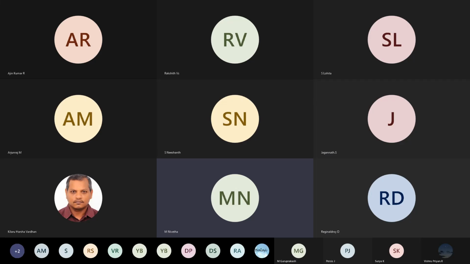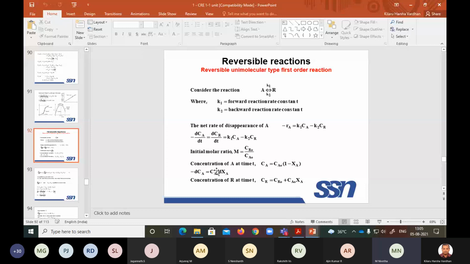The net rate of disappearance of A, minus dCA by dt, is equal to dCR by dt. Why are we putting dCR by dt? Either you can write the net rate of disappearance of A or the net rate of appearance of R. That is why minus dCA by dt is nothing but dCR by dt. How much A is disappearing, that much R is being formed, right? So either you can write for the disappearance of A or the appearance of R.